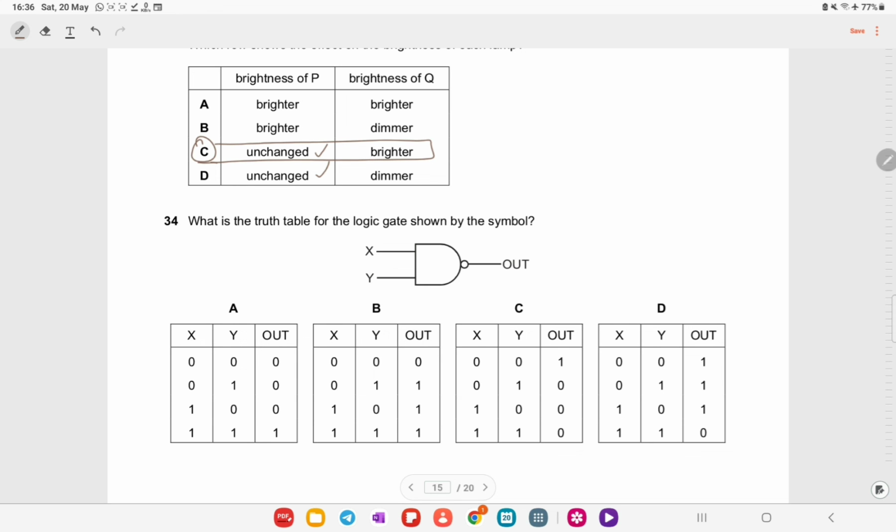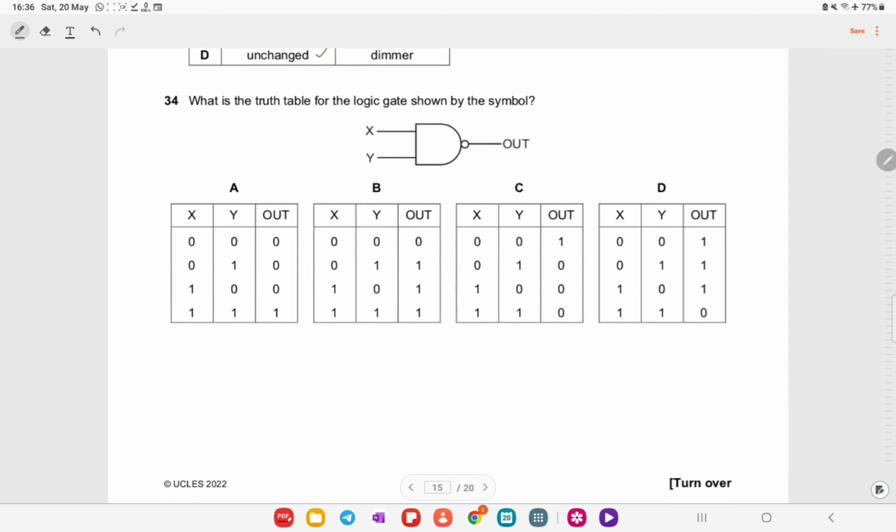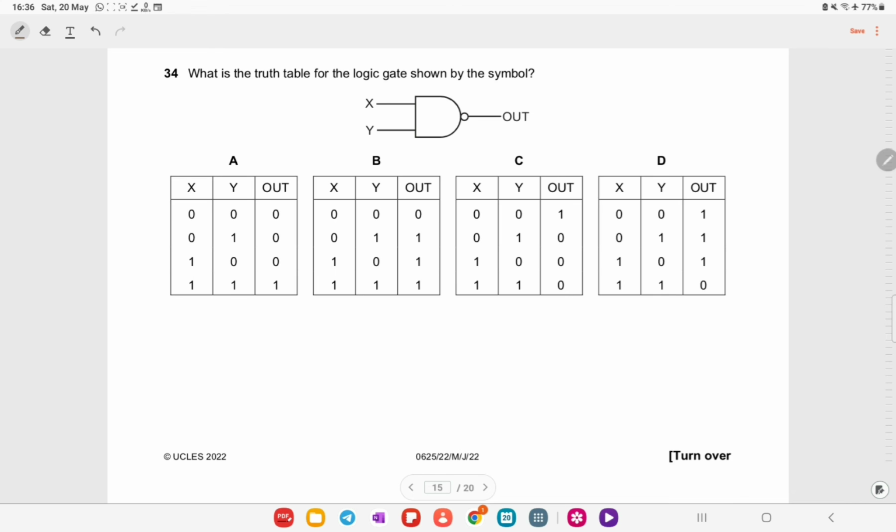What is the truth table for the logic gate shown by the symbol? So A, B, C, D. Okay, this is an AND gate, and then there's an inverter on it. So 0, 0 gives 1, 0, 1 gives 1. So this is option A, D. This is the opposite of an AND gate, which is a NAND gate, because there is a bubble over here as well.